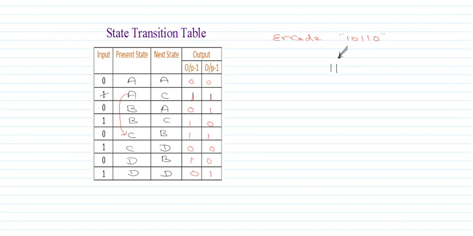Now when I'm in C state, when the input is 0, observe here, the output is going to be 1 1. So I'll be writing 1 1 here. Now what is the next state for this? That is B. So I'll move from here to B state, and here when the input is 1, I have to look into this one. The corresponding output is 1 0.